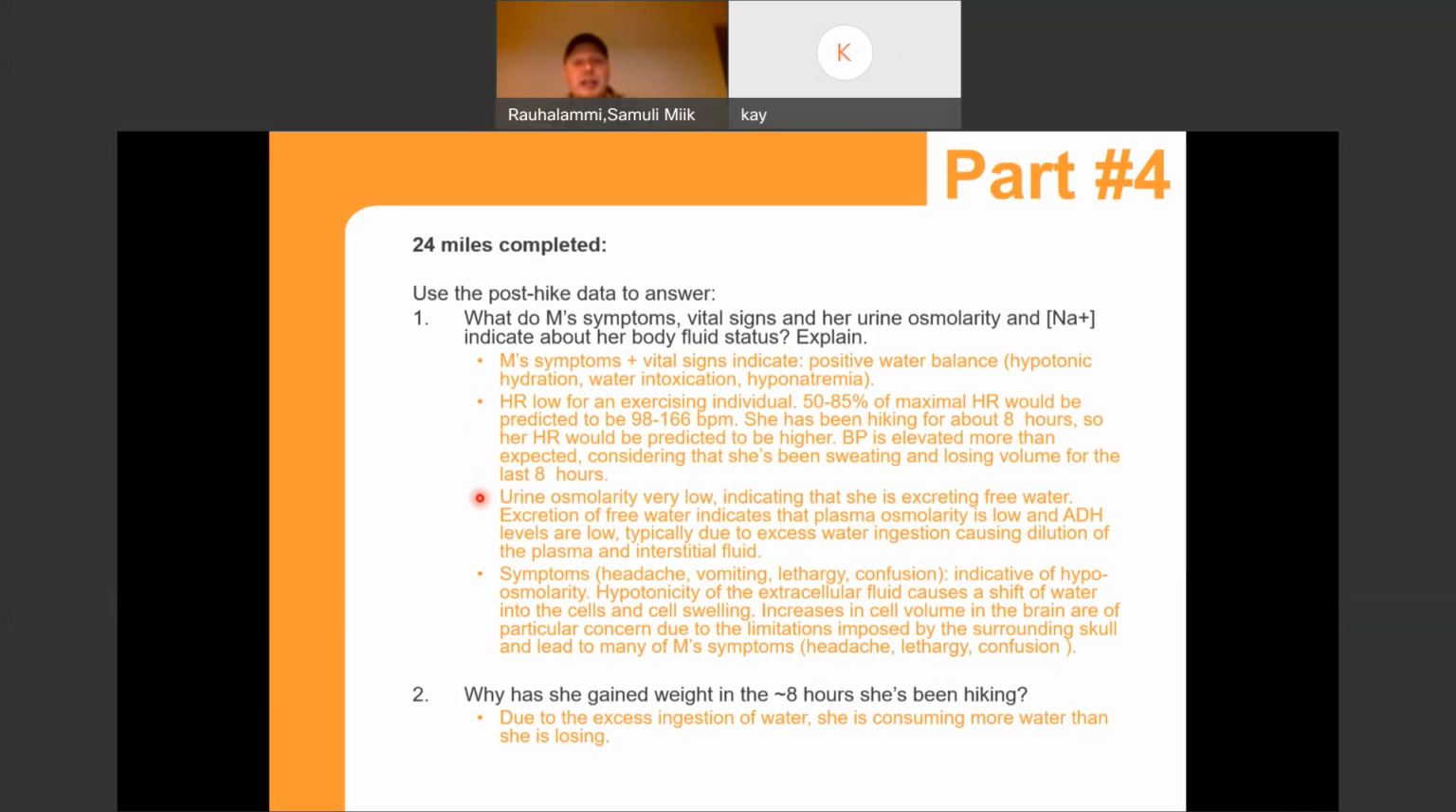We're also seeing that her urine osmolarity is low, so she has a lot of free water that she's peeing. Her urine is very diluted. She just has way too much water. Her body is trying to get rid of it by urinating it out. And so we're seeing a lot of urine production.